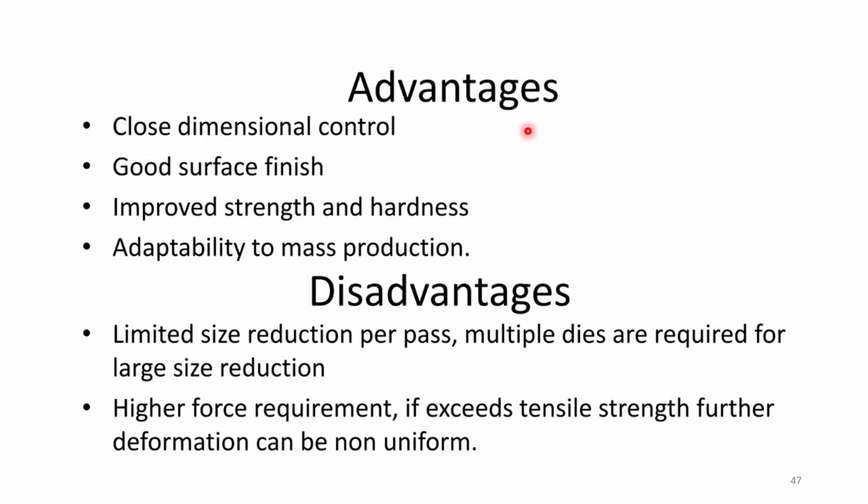Advantages: it has close dimensional control. So if you require a particular diameter wire, then you'll be getting very high accuracy in this wire drawing, and it also has good surface finish. It has improved strength and hardness. As the microstructure is changing after wire drawing, you will be getting improved strength and hardness, and also adaptability to mass production.